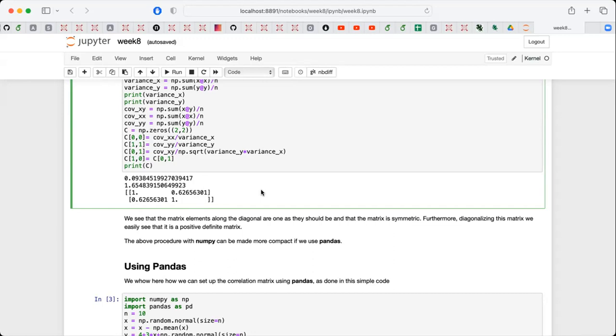And the covariance matrix and the correlation matrix are always positive definite matrices. This is simply because the variance is a positive number.